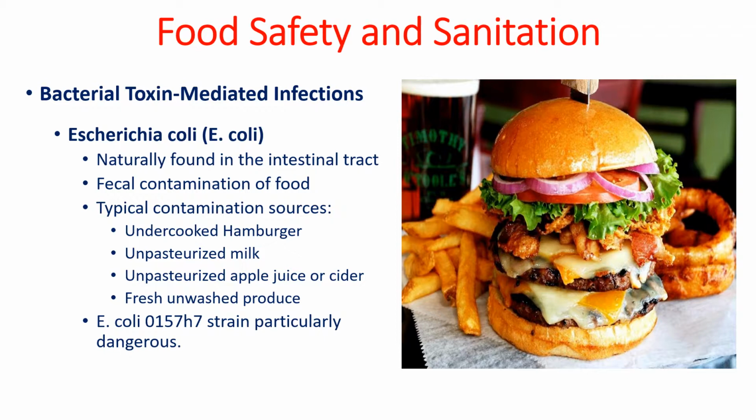E. coli, like many other bacteria, has multiple strains. There are different types of E. coli. And the one that I have listed here on the bottom, the E. coli 0157H7 strain, is particularly dangerous. This is the one that can kill people. It can cause multi-system organ failure, kidney failure, those sorts of things. And generally when people are dying from E. coli, that is the strain that's most often responsible.